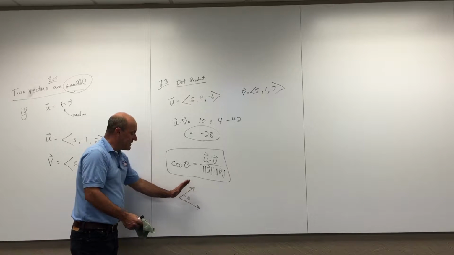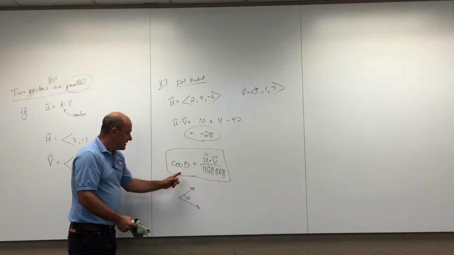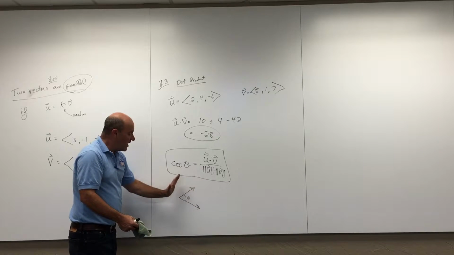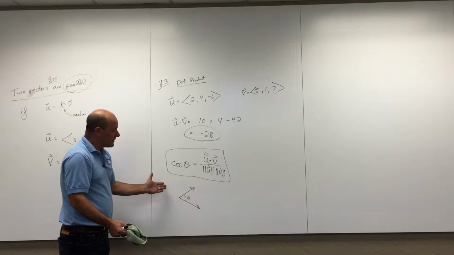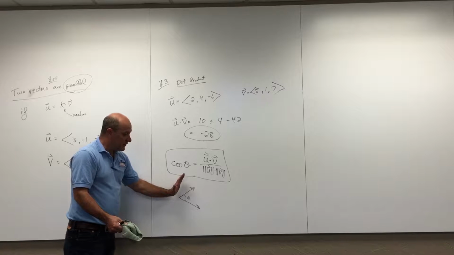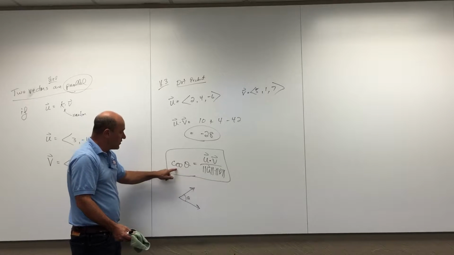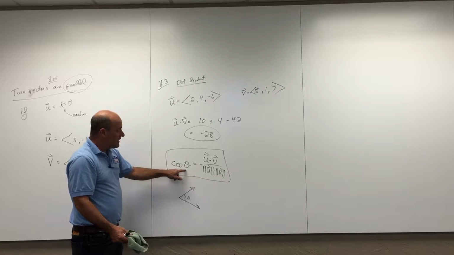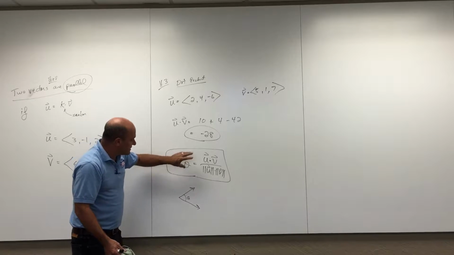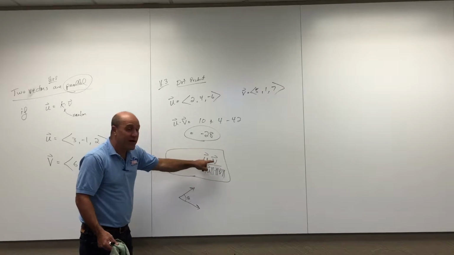But what if it's 90? And if it's 90, what's the cosine of 90? What if, in other words, the two vectors are perpendicular? Then this angle is 90. If the two vectors are perpendicular, the angle is 90. If the angle's 90, what's the cosine of 90? 0. How does this fraction become a 0? This fraction becomes a 0 when the numerator is 0.